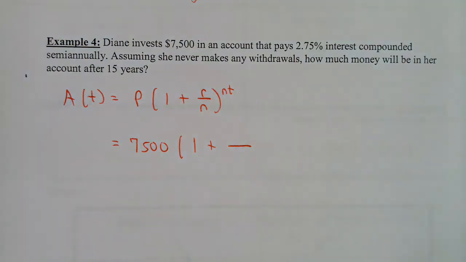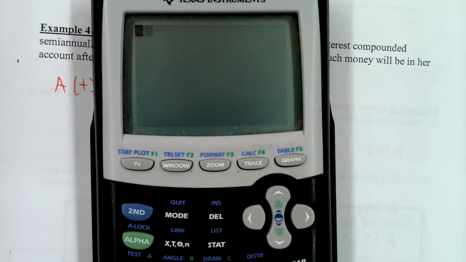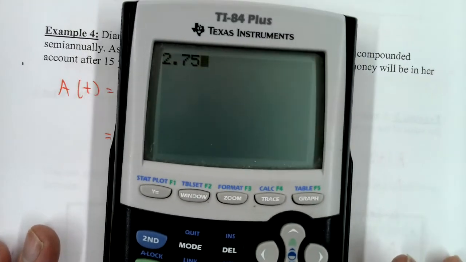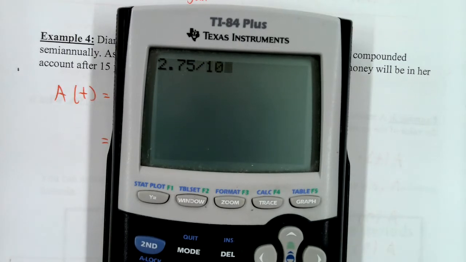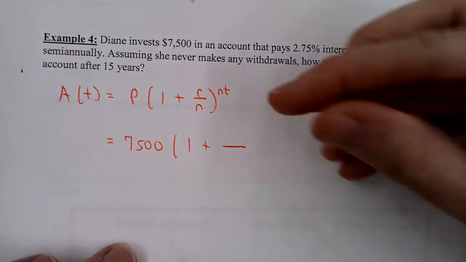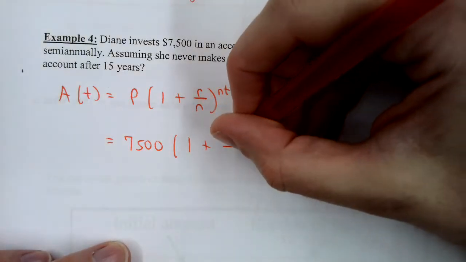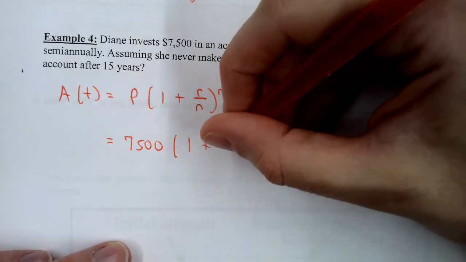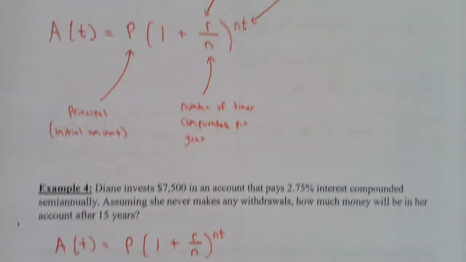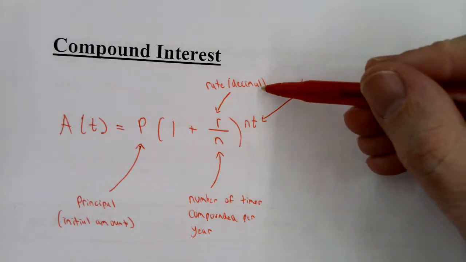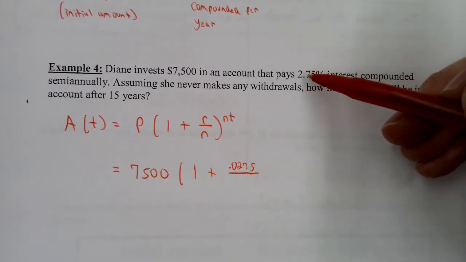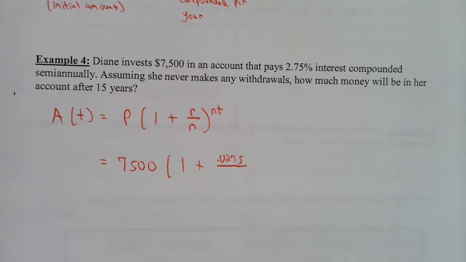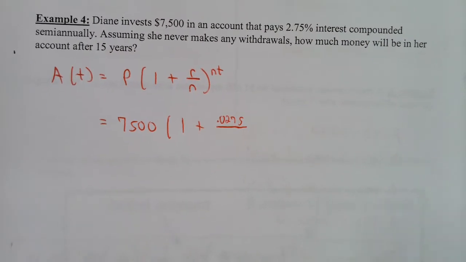the rate. It says 2.75, but that's a percentage. So you have to turn that percentage to a decimal by dividing by 100. You have to turn that 2.75% to a decimal, 0.0275. See, because above it says rate as a decimal. So even though there's a decimal point there, that's still a percentage, 2.75%. So you have to divide that by 100 to get it as a decimal.